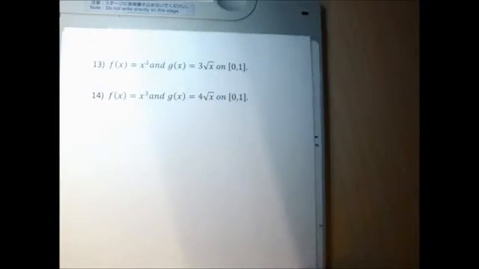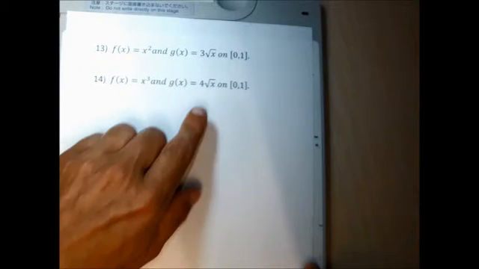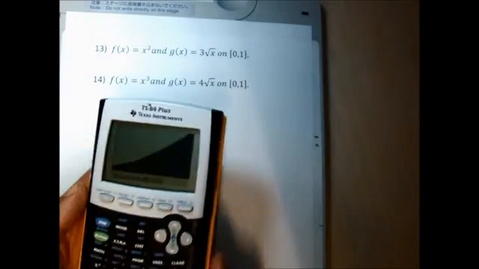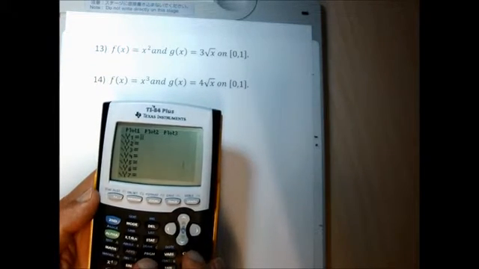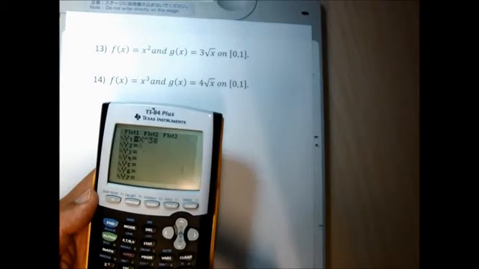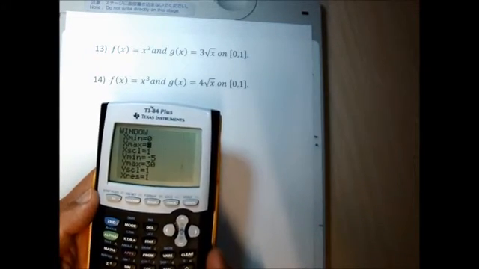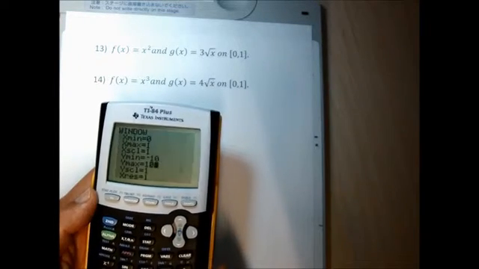Alright, so for problem 14, I'm given the functions f of x equal to x cubed and g of x equals 4 square root of x. I need to graph and figure out which one's on top. So first I'm going to graph x up arrow 3, and my window needs to go from x equal to 0 to x equal to 1. And I don't know what my y should be. I'm going to put them back to negative 10 to 10.